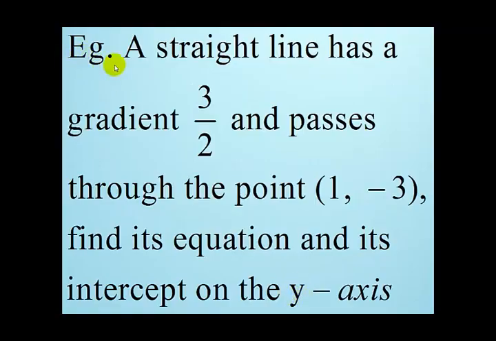Example: a straight line has a gradient 3/2 and passes through the point (1, minus 3). Find its equation and its intercept on the y-axis. Now we are given the gradient of the straight line to be 3/2 and we are given the point on the line to be (1, minus 3). Let's see how best we can find the equation of this straight line and the intercept on the y-axis.